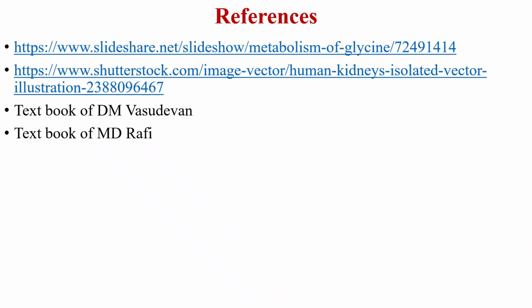These are all the references which I took. I think you understood about glycine metabolism, where in the last class we started with how glycine is synthesized and broken down. In this class, we covered the products formed from glycine and the disorders of glycine metabolism.